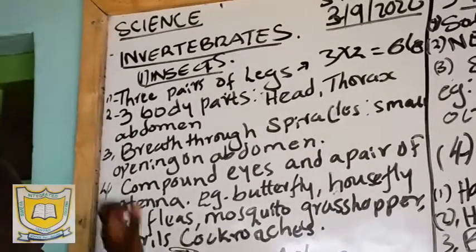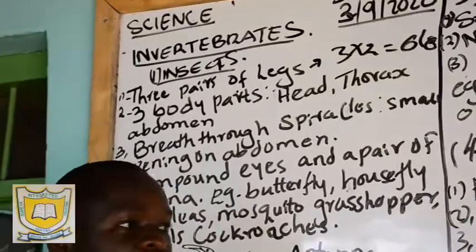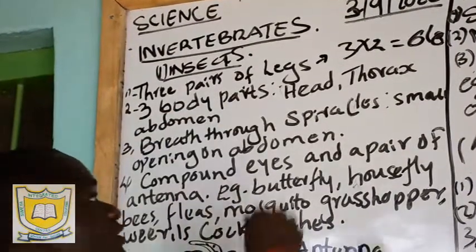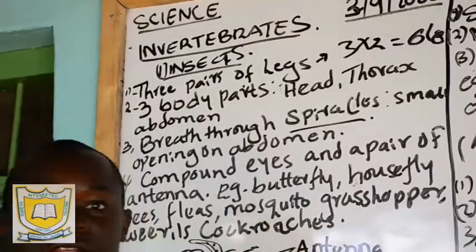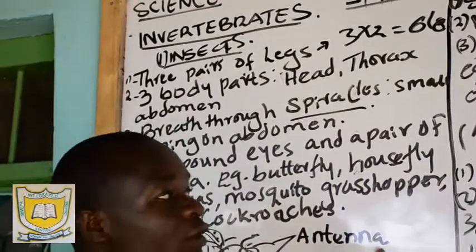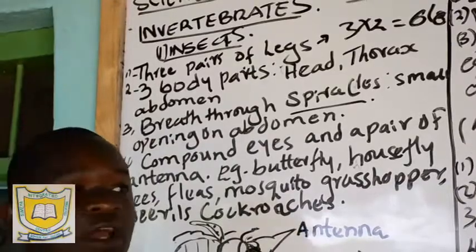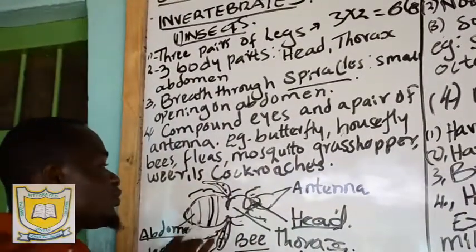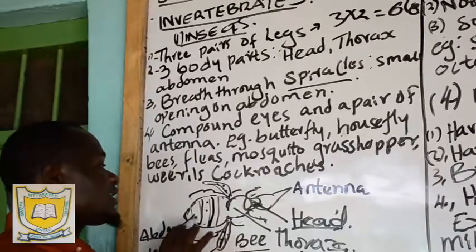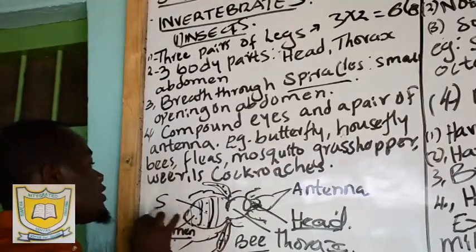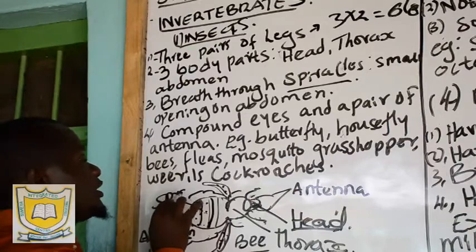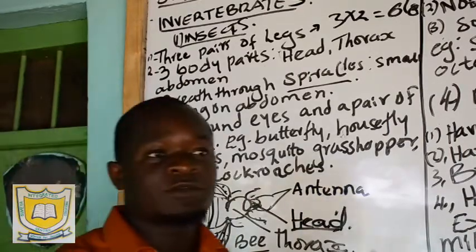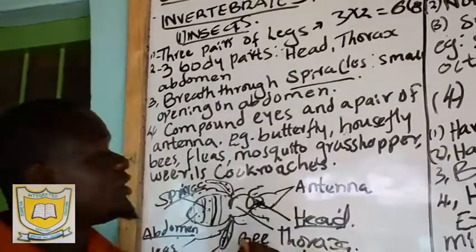Number 3, we are going to talk about breathing. Where do they breathe? They breathe through the spiracles. What are these spiracles? Spiracles are small holes found on the abdomen. When you look at an insect, for example a bee, and you look at its abdomen, you will see that it has small holes. Those small holes are called the spiracles. These spiracles help with gaseous exchange in all insects.